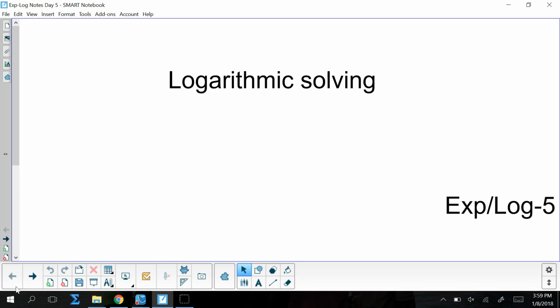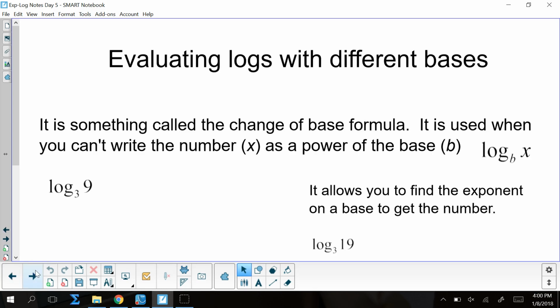Right, here we go. Today is Tuesday, the 9th of January, and we are going to be solving logarithmic equations. Okay? So there are a couple of different ways. First off, I need to tell you about evaluating logs with different bases.